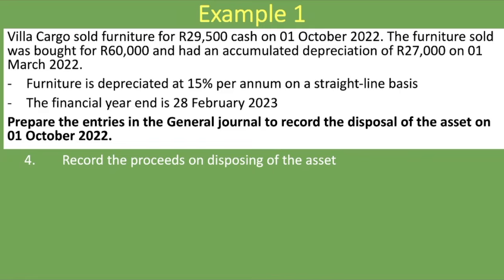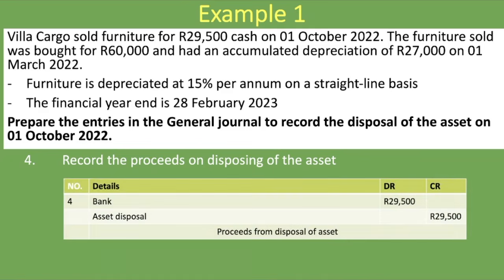So how did we receive the proceeds? We are told here that Villa Cargo sold furniture for 29,500 rand cash on the 1st of October 2022. That means we received cash. That is our proceeds, 29,500 rand. So we're going to debit bank 29,500 rand because this is cash, and we're going to credit asset disposal. And that's how it's going to look. The narration there is proceeds from disposal of asset. That was quite easy to do, and it's always going to be easy because you'll be given what the proceeds is.